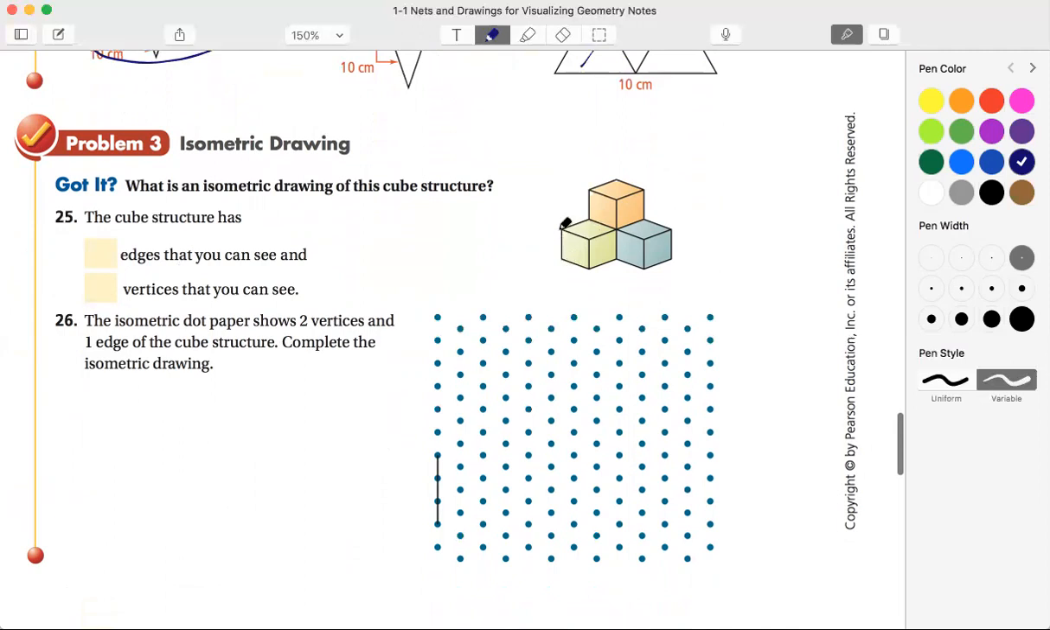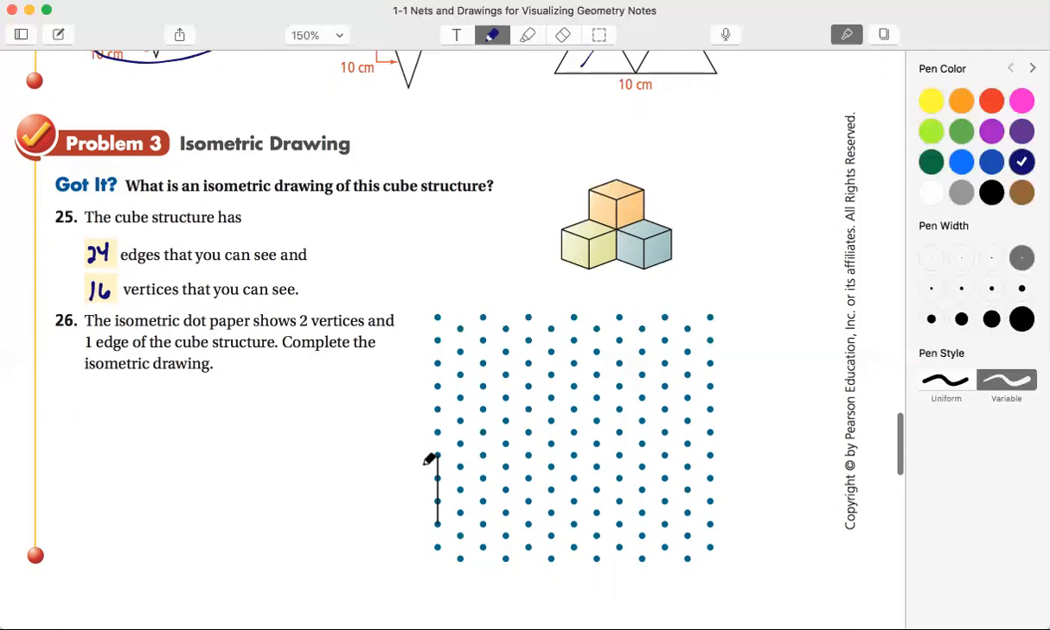So we need to count. 1, 2, 3, 4, 5, 6, 7, 8, 9, 10, 11, 12, 13, 14, 15, 16, 17, 18, 19, 21, 22, 23, and 24. So this has 24 edges. And it's going to have 1, 2, 3, 4, 5, 6, 7, 8, 9, 10, 11, 12, 13, 14, 15, 16 vertices. Here's the dot paper that we're going to try to graph the isometric drawing on.